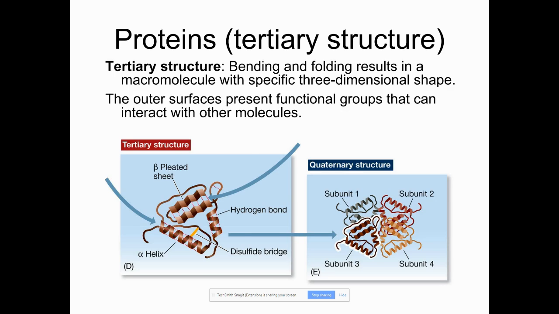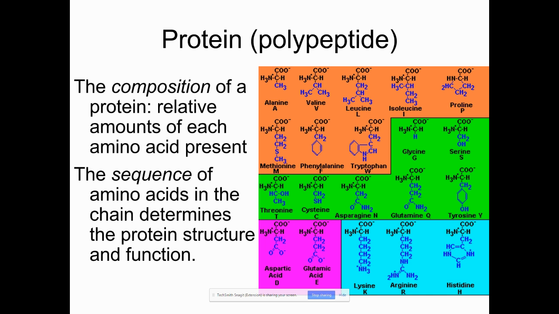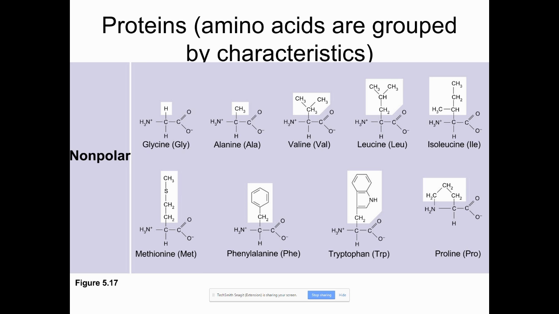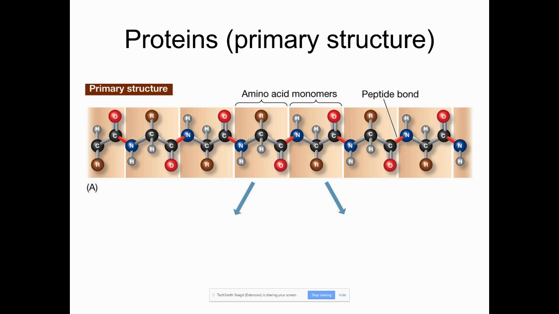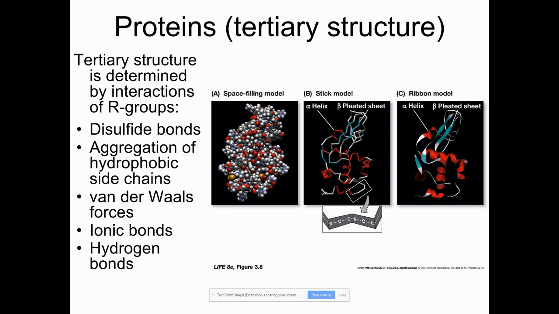If I go back real quick to our list, the cysteine right here, we see that sulfur in cysteine. When two cysteines come close to one another, that's where you get the disulfide bonds. So it's really unique to our cysteine right there. Okay.